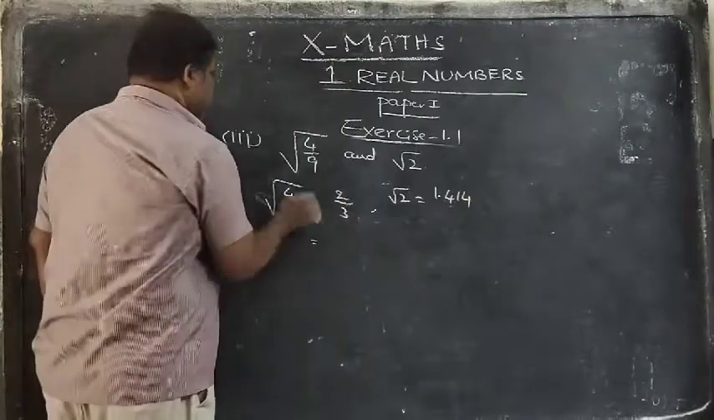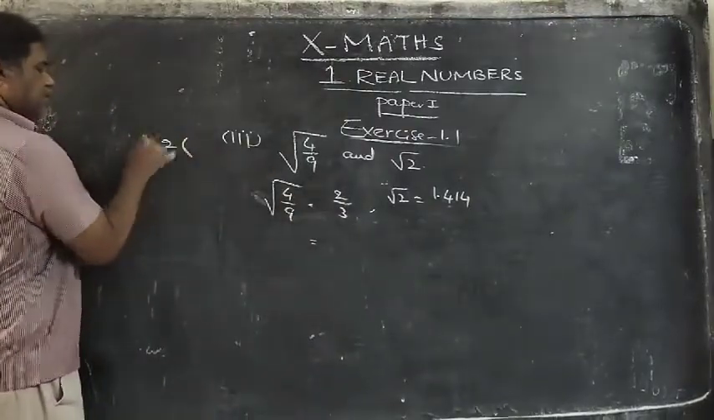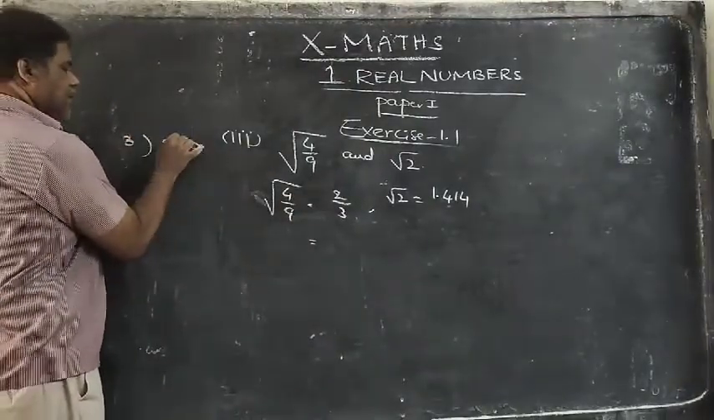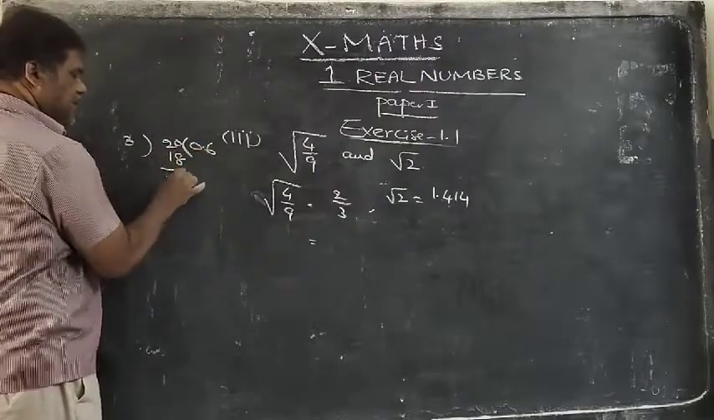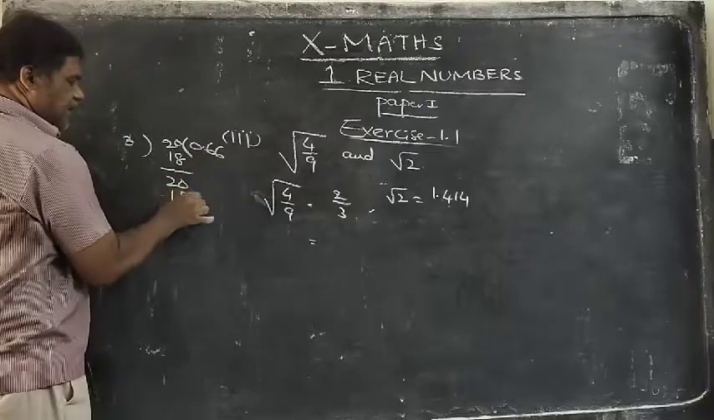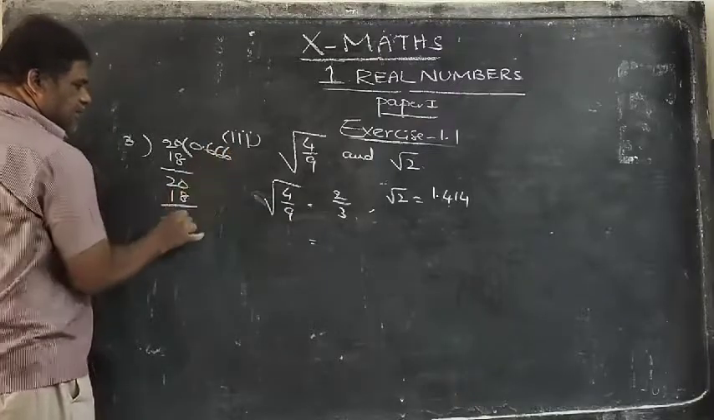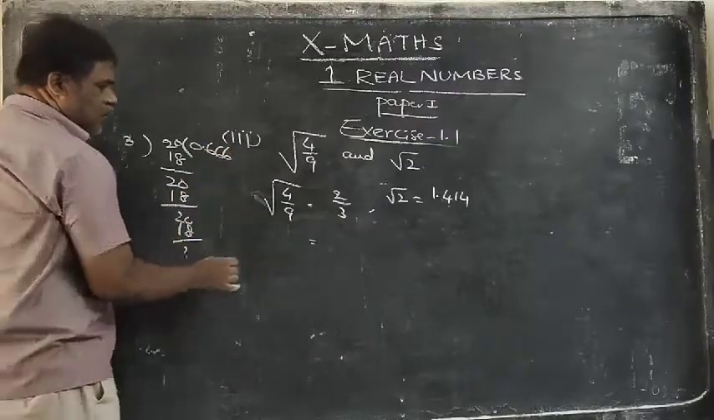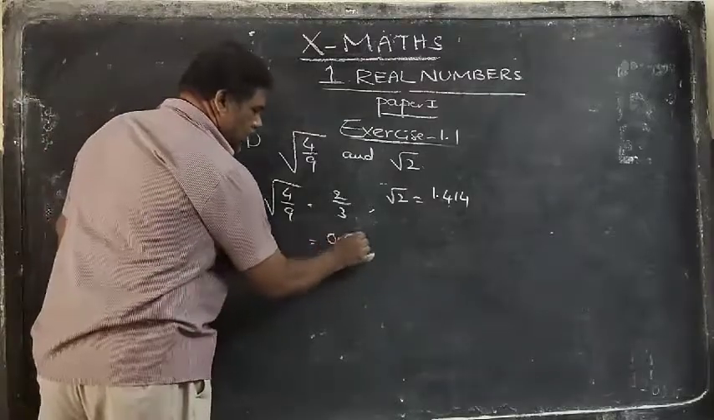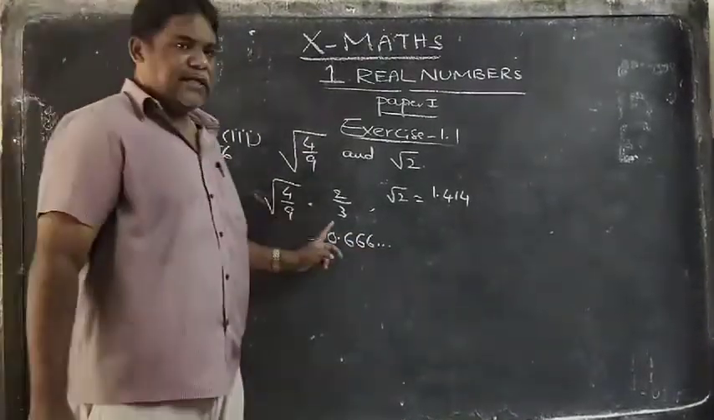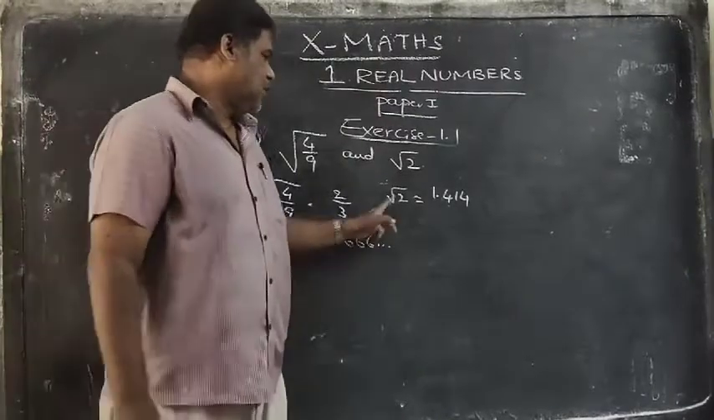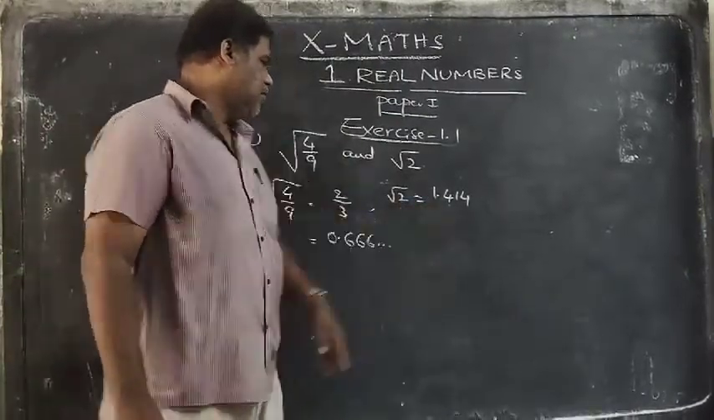2 by 3 means if you divide 2 by 3, 3 6s are 18, like that it goes on. So 0.666 and so on. Root 4 by 9 is 0.666, root 2 is 1.414.